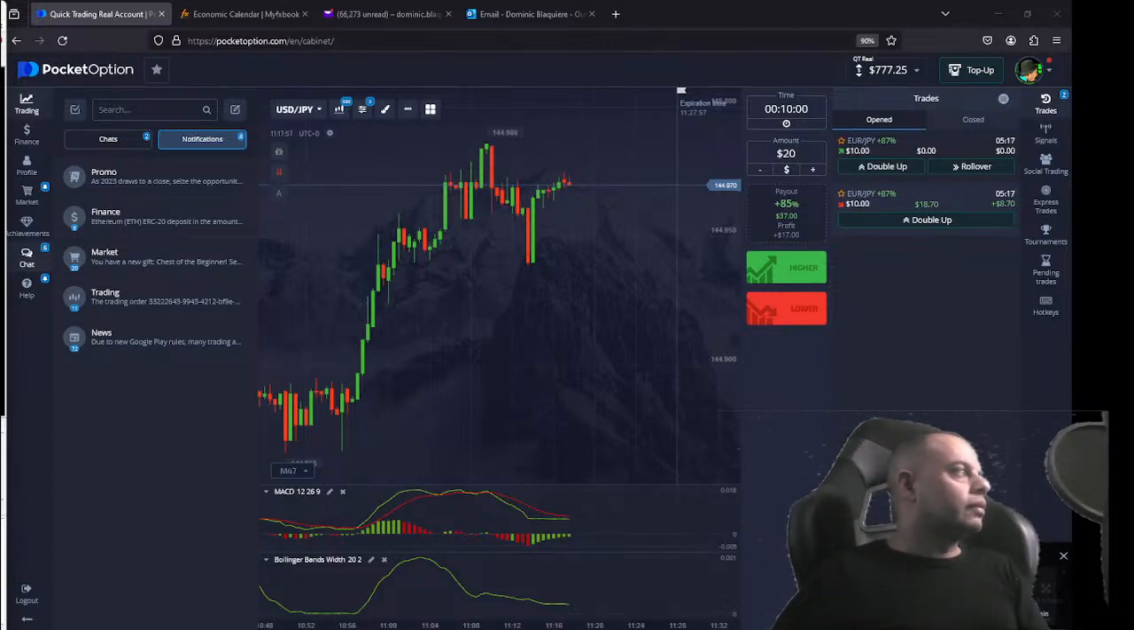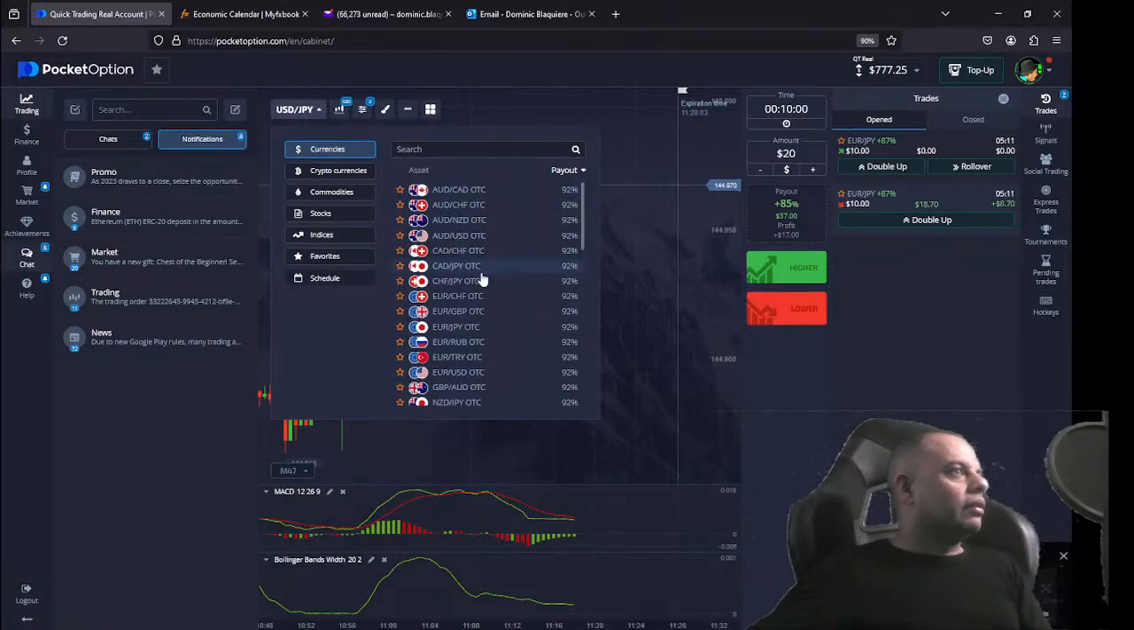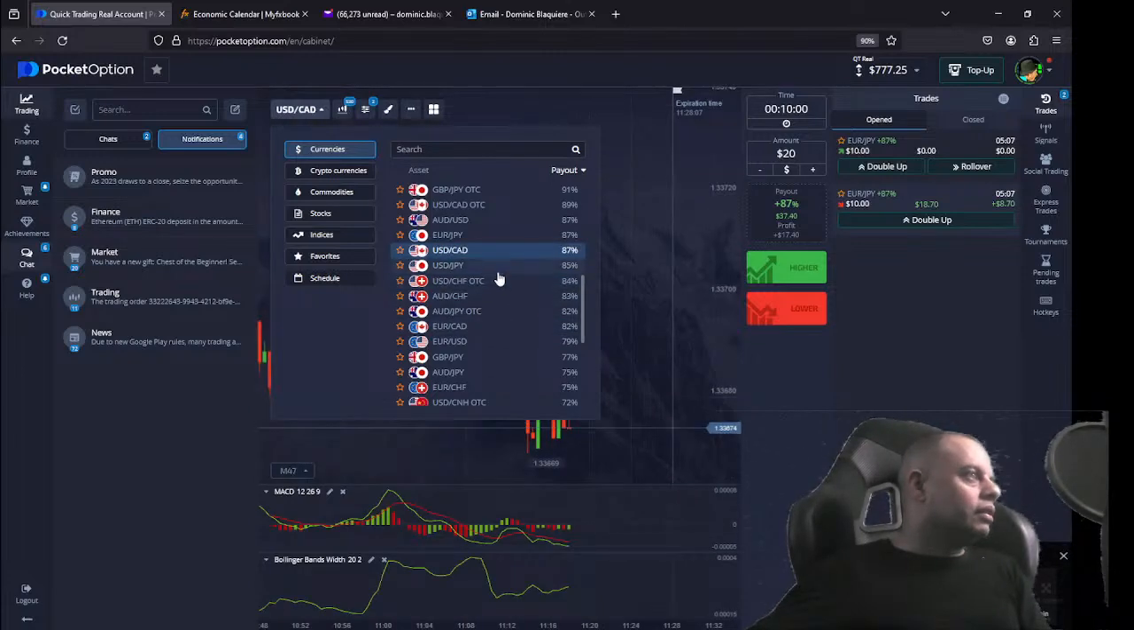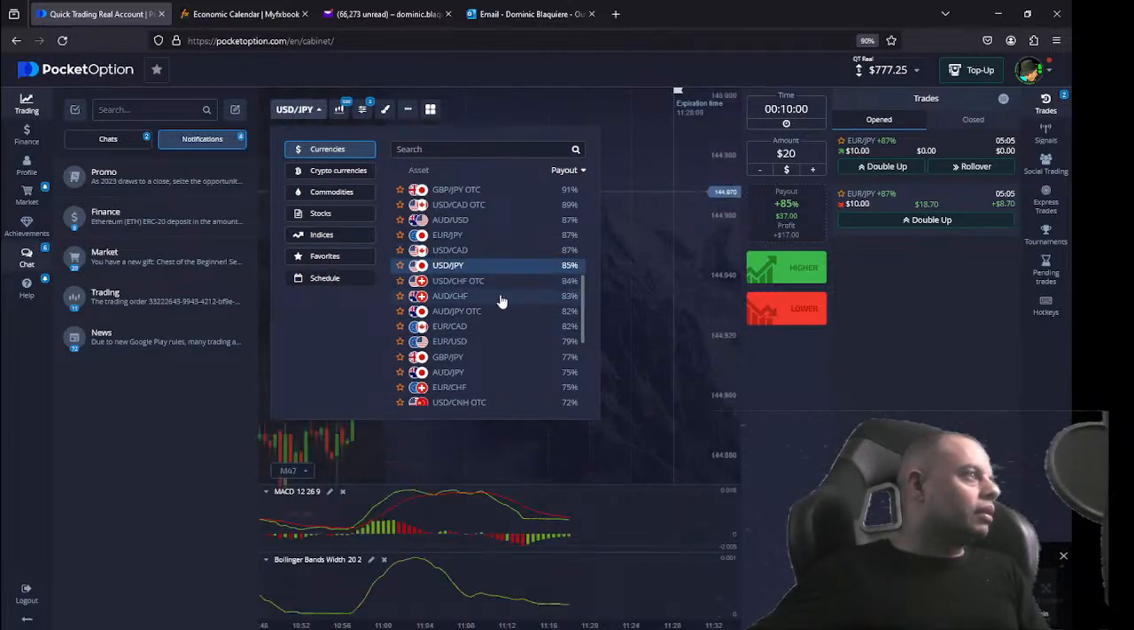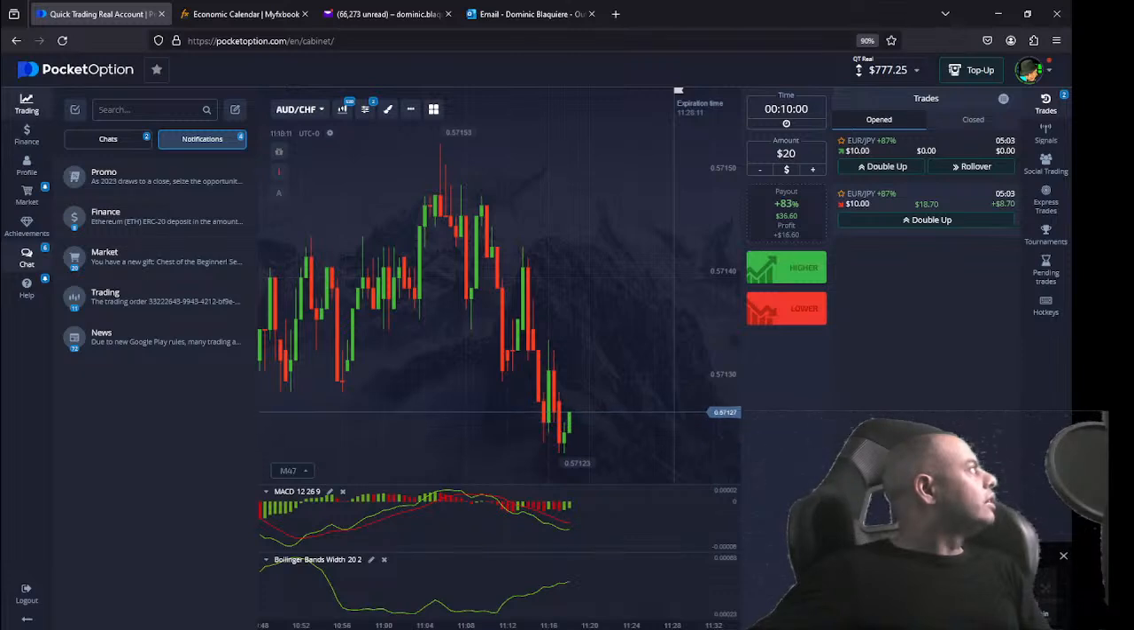Have a look at this. USD JPY, okay, Aussie CHF. See what that's doing.